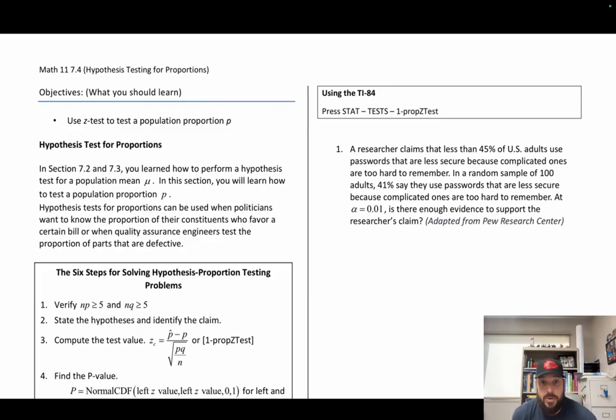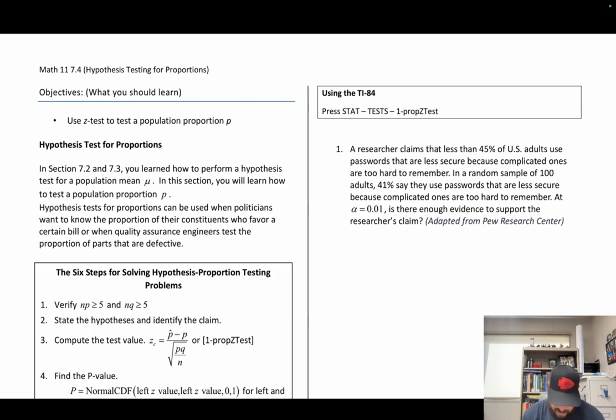All right, 7.4, so our last set of notes for Chapter 7. We're going to transition from what we did in 7.2 and 7.3 and performing hypothesis tests for population means to now performing hypothesis tests for proportions. Hypothesis tests for proportions can be used in a lot of ways. A popular one is politicians want to know about the proportion of the constituents who favor a certain bill.